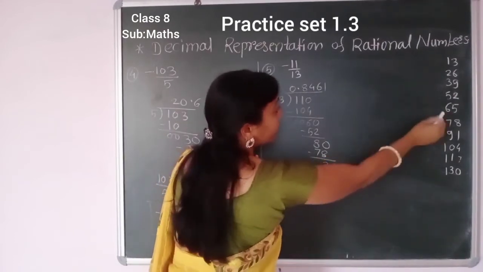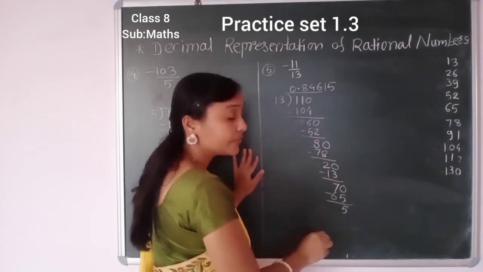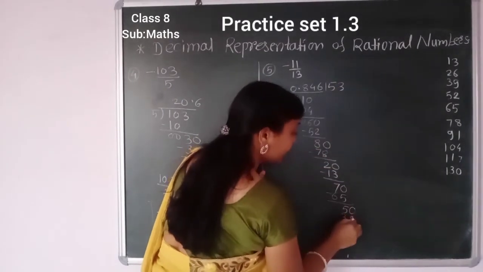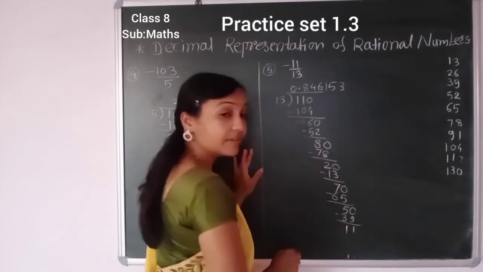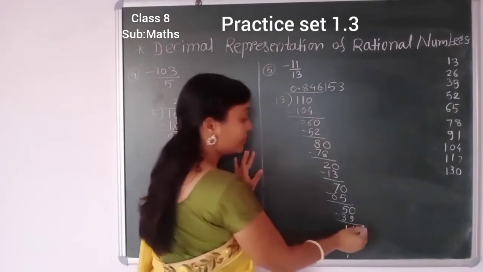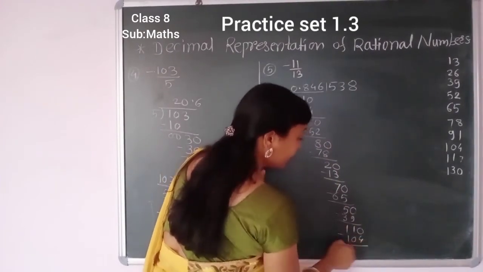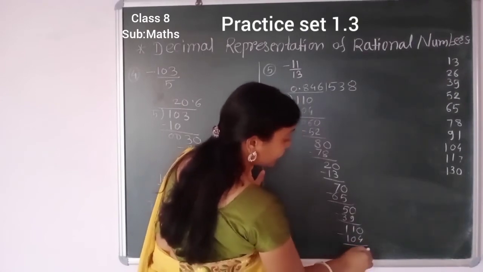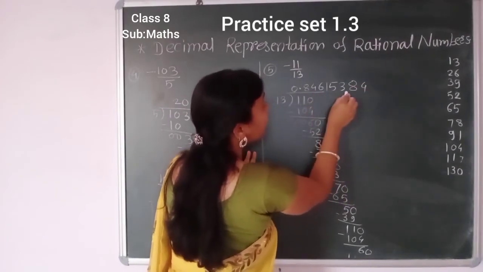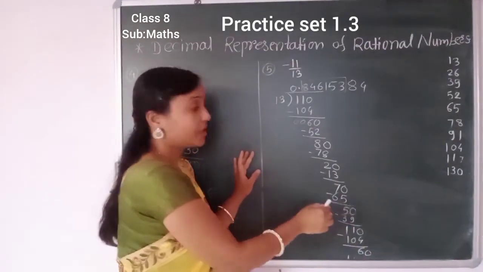Again 0. Then 13 fives are 65. We get remainder 5. Again take 0. 13 threes are 39. We get remainder 11. So again take 0 and we repeat our dividend. Again 8, minus 104, we get remainder 6. Again 0, then we take 4 again. This means the number repeats up to these 6 digits. So this division is not terminating.